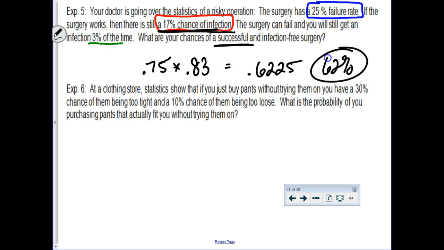All right, a clothing store. Oh, this is so me. All right, so if you just buy the pants without trying them on, you have a 30% chance of them being too tight and a 10% chance of them being too loose. That's not quite me, but that's fine.